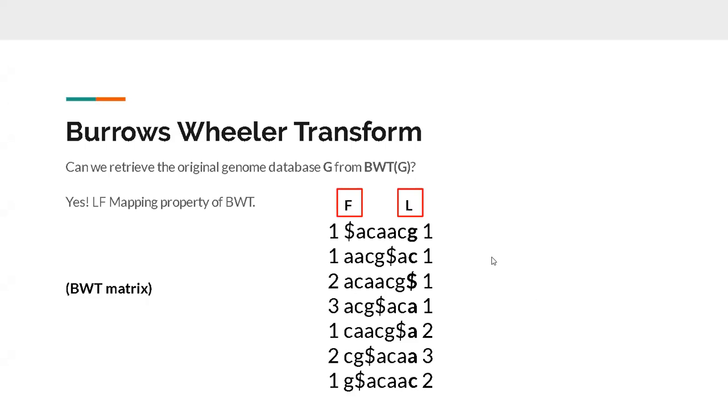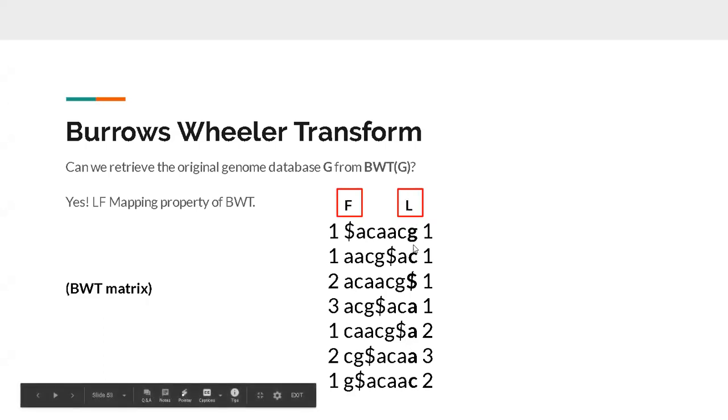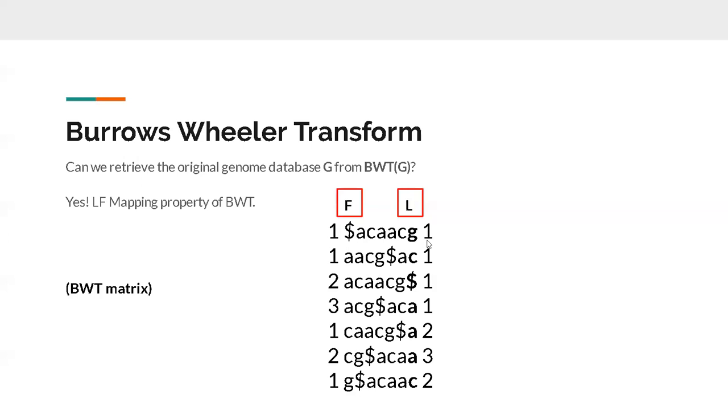So what I have done over here is I have marked the ranks of each of these nucleotides. So for example, if I'm looking at the last row, I look at my G. This is the first G that is appearing in this column, so I write a 1.